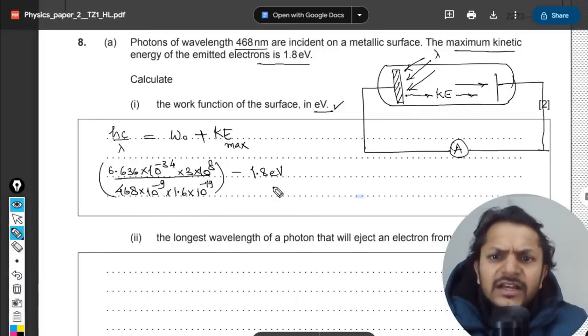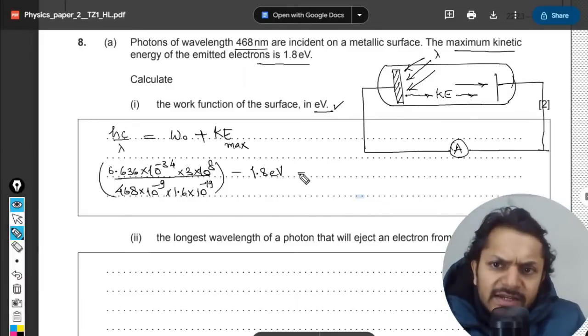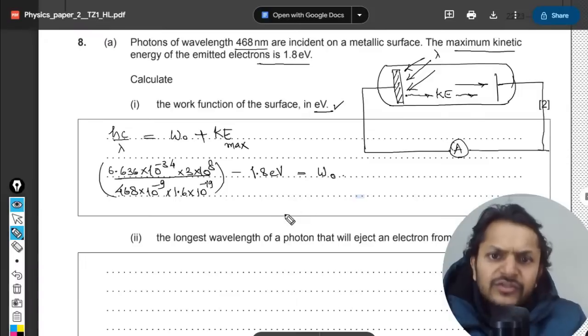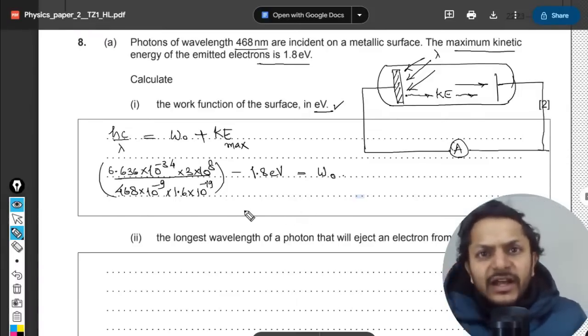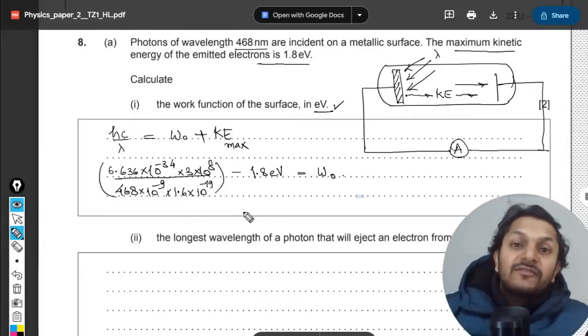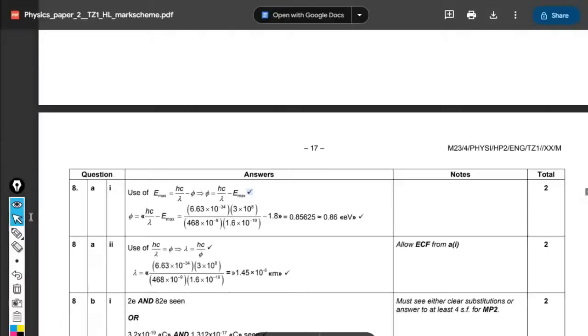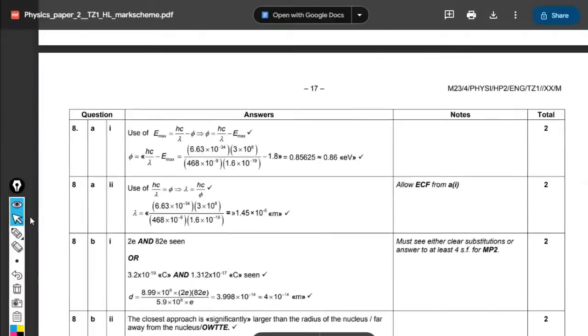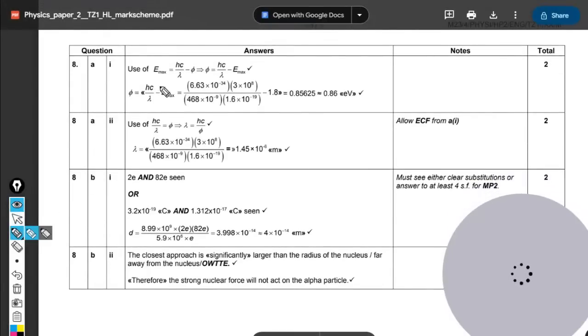When we solve this, we subtract 1.8 from this, so you would be getting the work function. So I am not doing anything here, we will not be calculating it, so we will directly move to the mark scheme and we will see if they have done the same thing. Okay, yes, so this is the mark scheme in front of you.